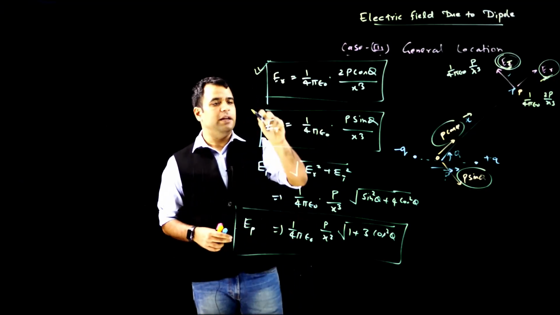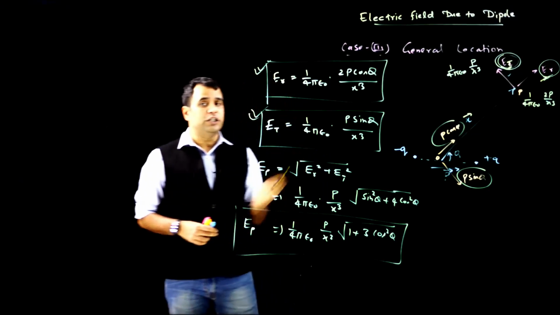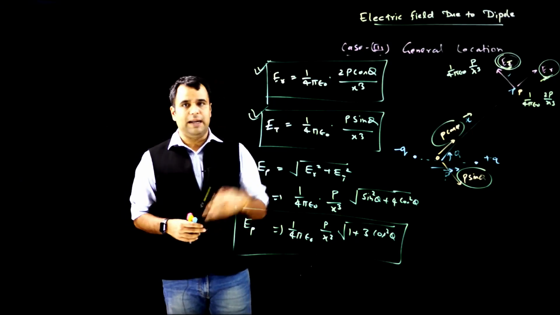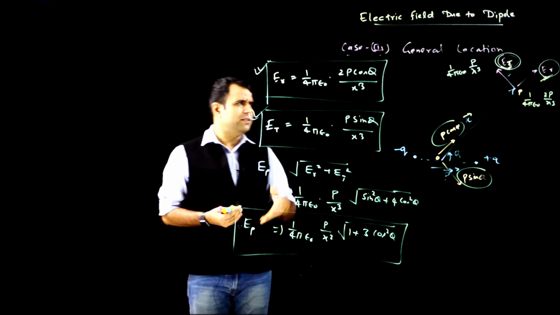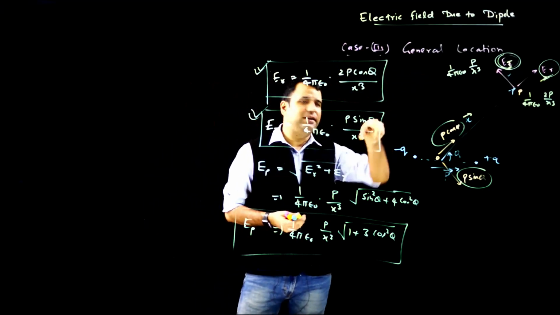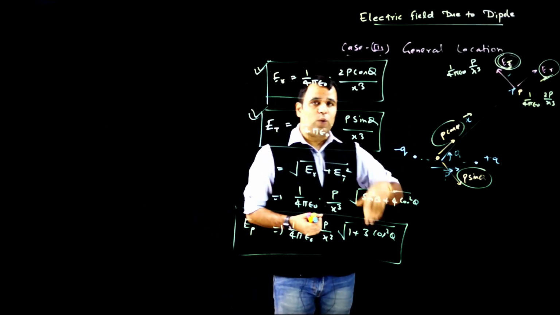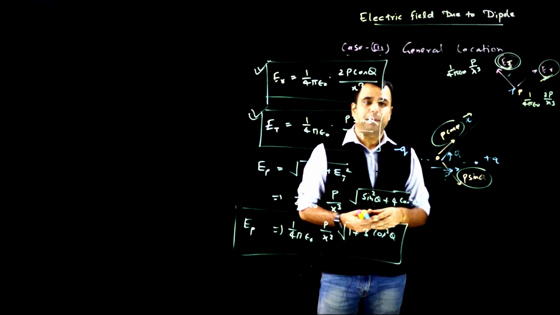My suggestion will be you should memorize these two formulas. One is the field which is along the position vector, and second is the field which is perpendicular to the position vector. And these two formulas we can convert into vector format also if you want. This is along the r cap, and this is along the t cap, tangential. So you make the position vector, one component you show along the position vector, and second you show perpendicular to this vector.